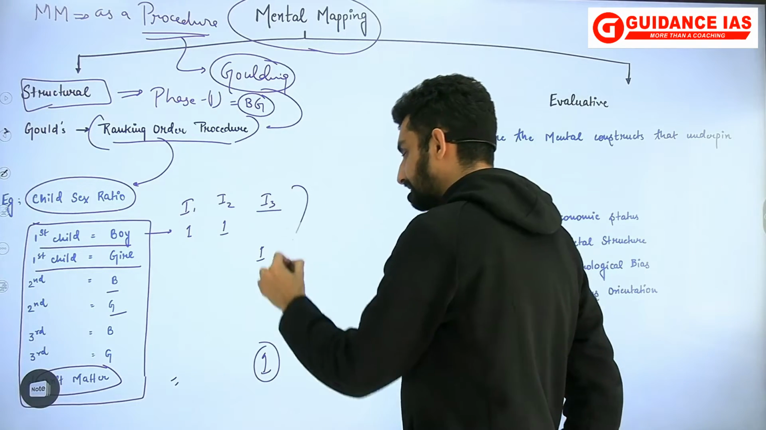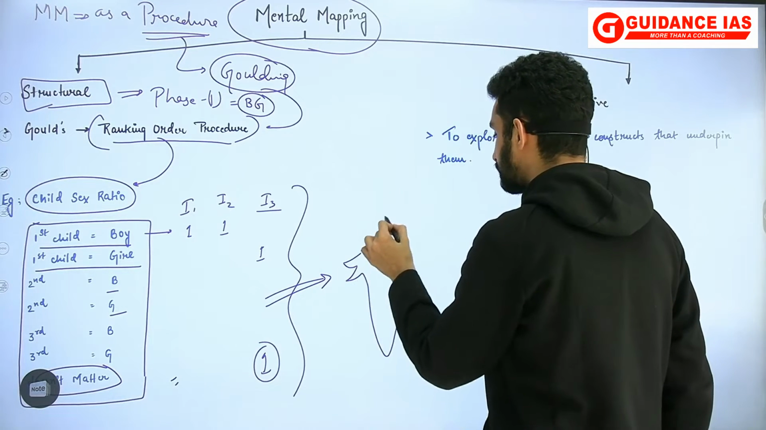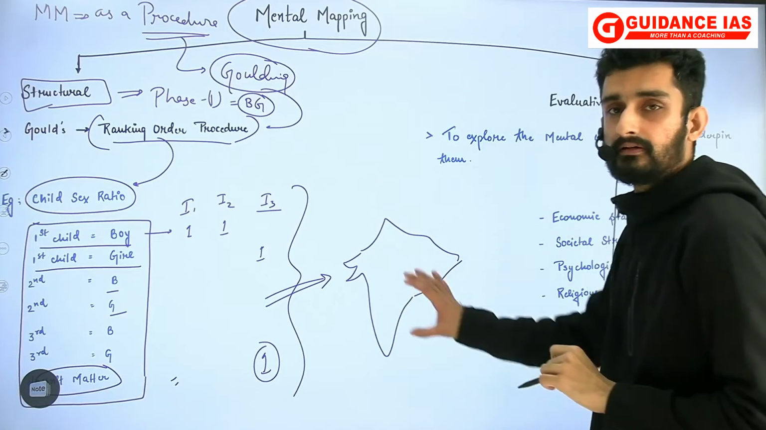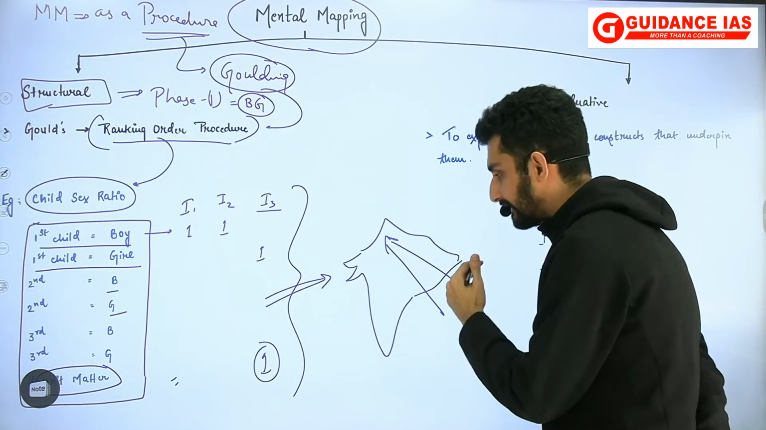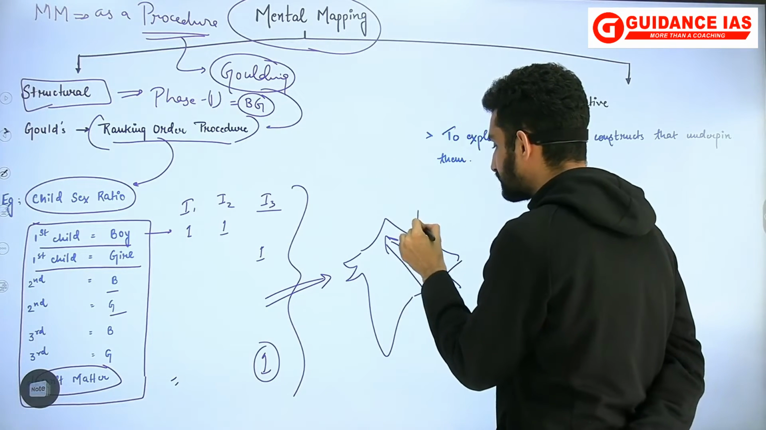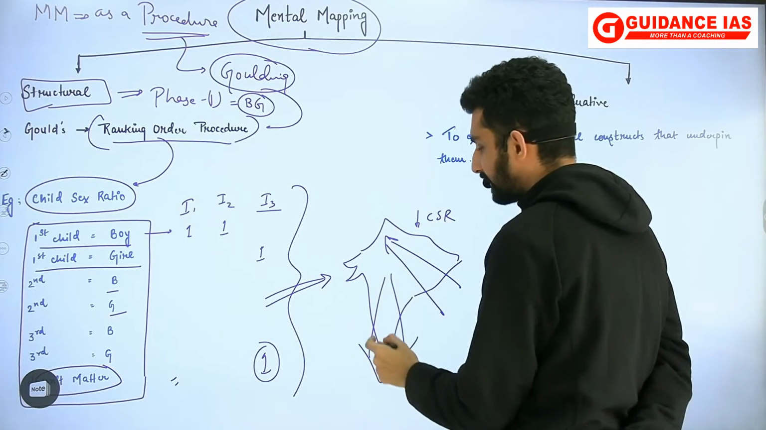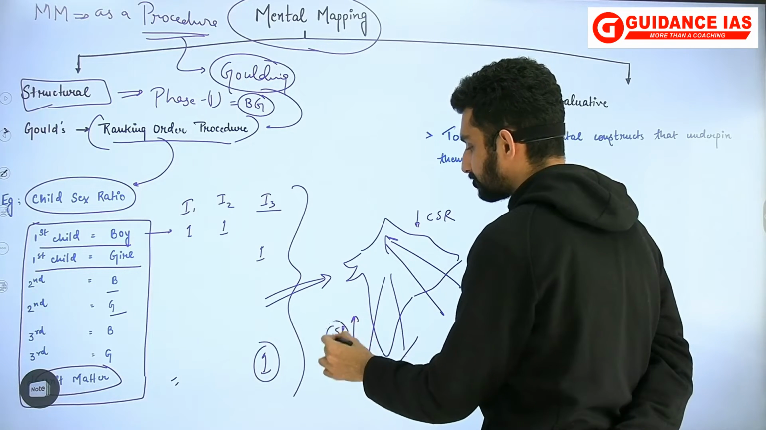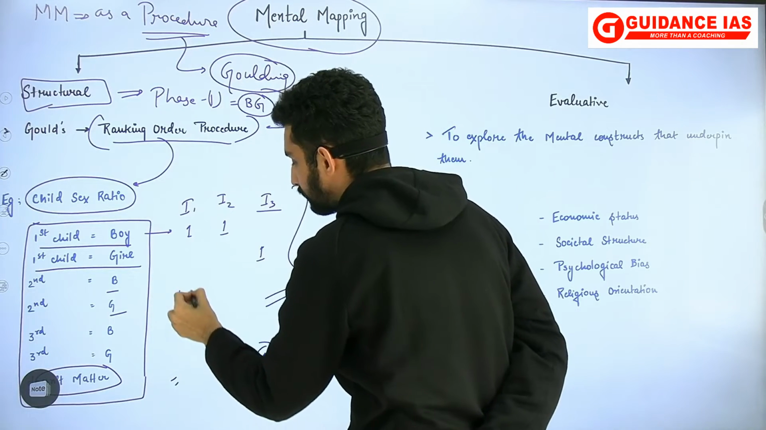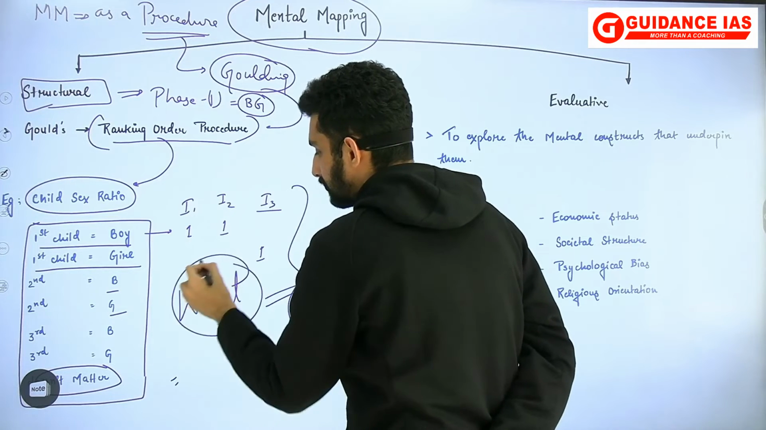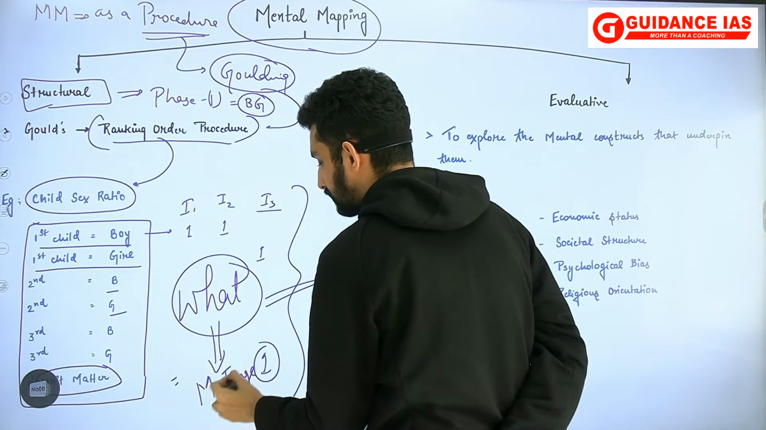So based on these rankings, we can actually map these things in the geographical space. We know that while we are moving from east towards north and northwest, we are seeing a decline in the child sex ratio. And while we are moving from north to south, we are seeing an increase in the child sex ratio. So the ranking order procedure under structural mental mapping will be helping us to know the what of behavior, or the what of mental image, or the what of mental maps. I hope it is clear.